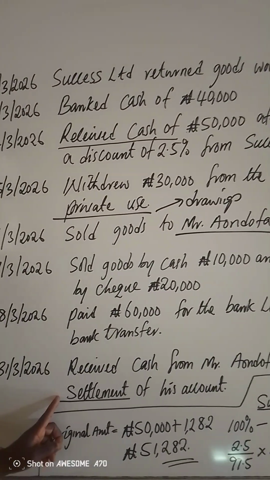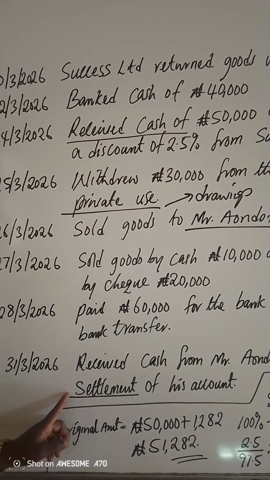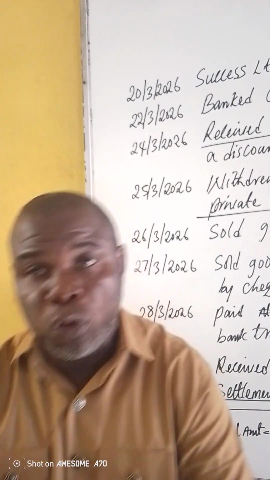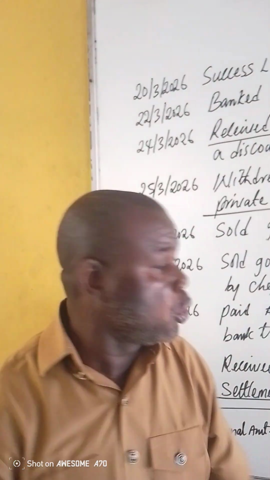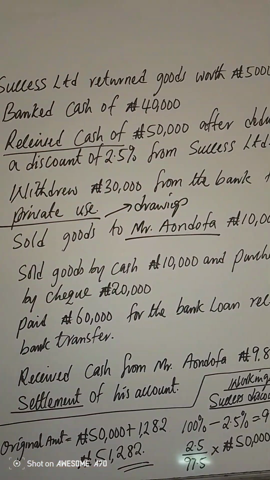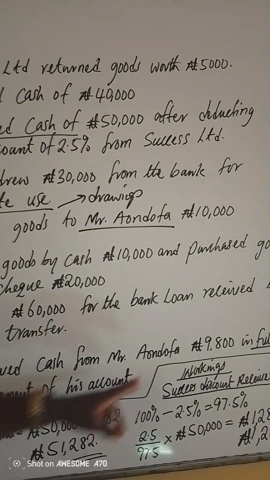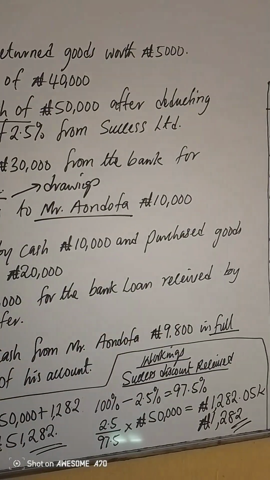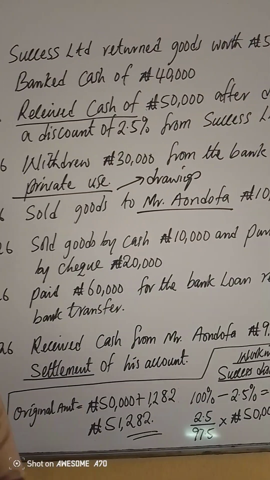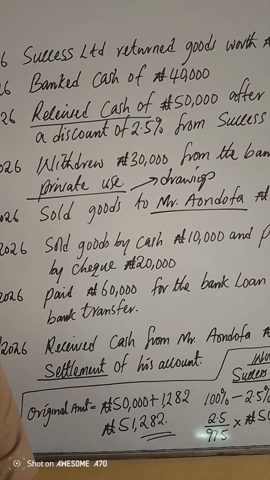That's what the word full settlement means. Then this brings discount. So anytime you see full settlement, just know that there's discount. The full settlement is announcing discount. So here you discover that Mr. Ondufa was owing the business 10,000 and is paying the business, or the business is receiving 9,800 and it's full settlement, it simply means that there's a discount of 200. That is discount allowed.